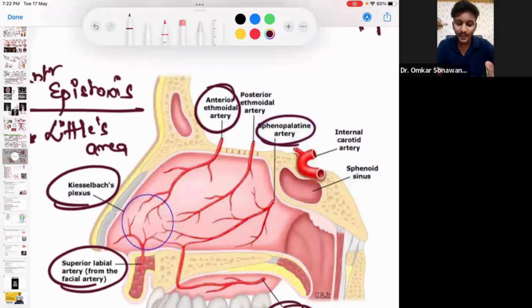They most commonly ask you: which artery is not a part of Kieselbach's plexus? Answer is posterior ethmoidal artery. Which artery is not a part of Kieselbach's plexus? Posterior ethmoidal artery. Posterior ethmoidal artery will cause which type of epistaxis?